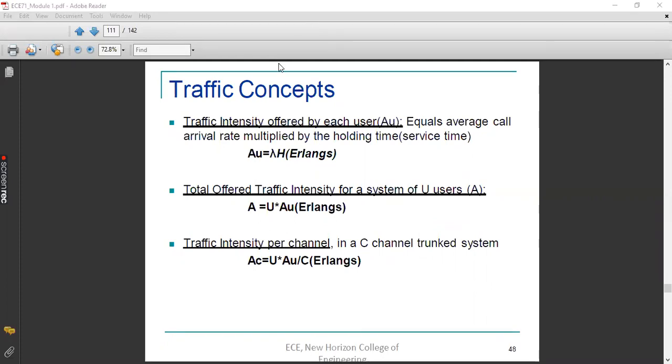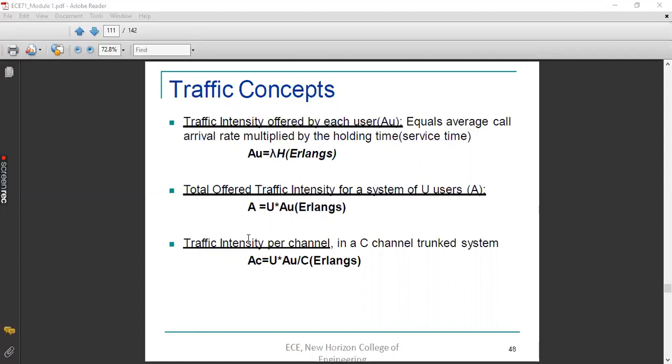In the first point, you found AU by multiplying lambda and H. Lambda is the arrival rate and H is the holding time. After finding AU, you multiply that AU with the capital U so that you get the total offered traffic. So don't get confused with AU and A. If you have the notation U along with A, it means offered traffic intensity per user. Capital A is the total offered traffic intensity considering all the users in the system.